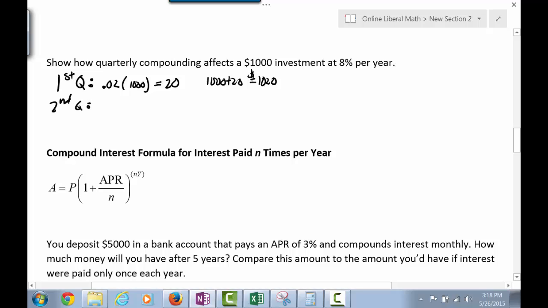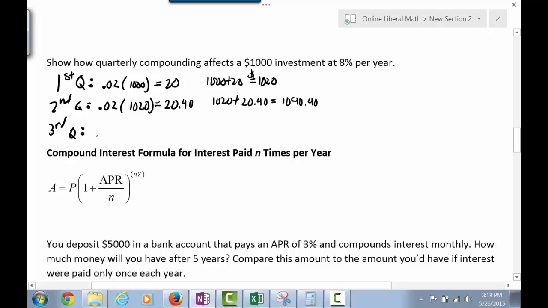At the end of the second quarter, or now we're at the end of the first 6 months, they're going to give me 2% of that 1,020, which is 20.40. And so I'm going to add those two amounts together. And now my balance is 1,040 and 40 cents.